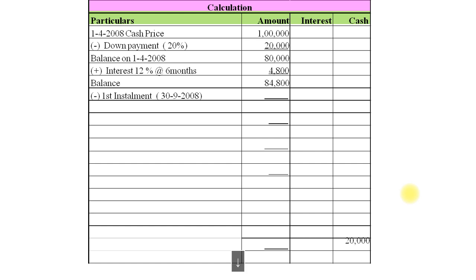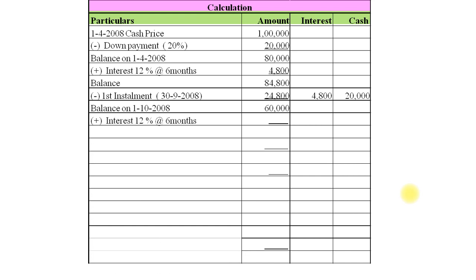See, cash is 20,000 in each installment. In that you will add the interest of first installment, that is 4,800. So the installment which you get finally is 24,800. So the first installment is 24,800. Now minus this, you will get a balance on 1/10/2008, that is 60,000.